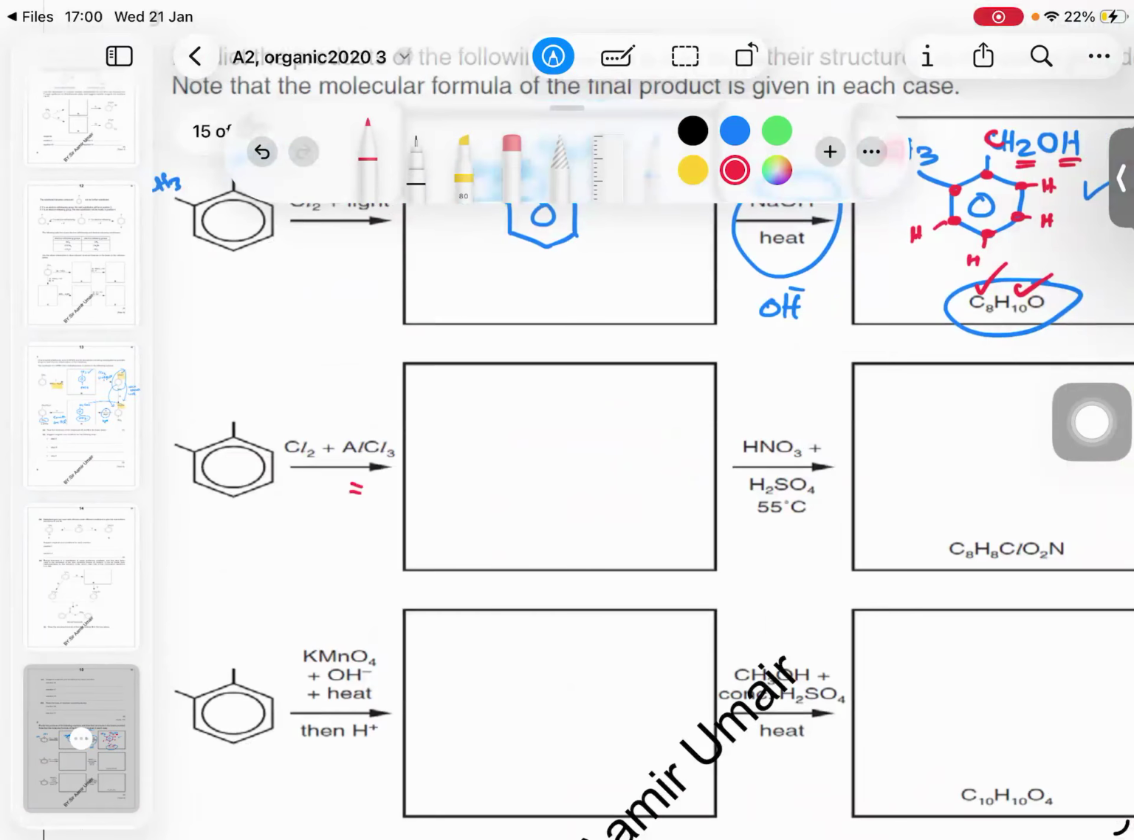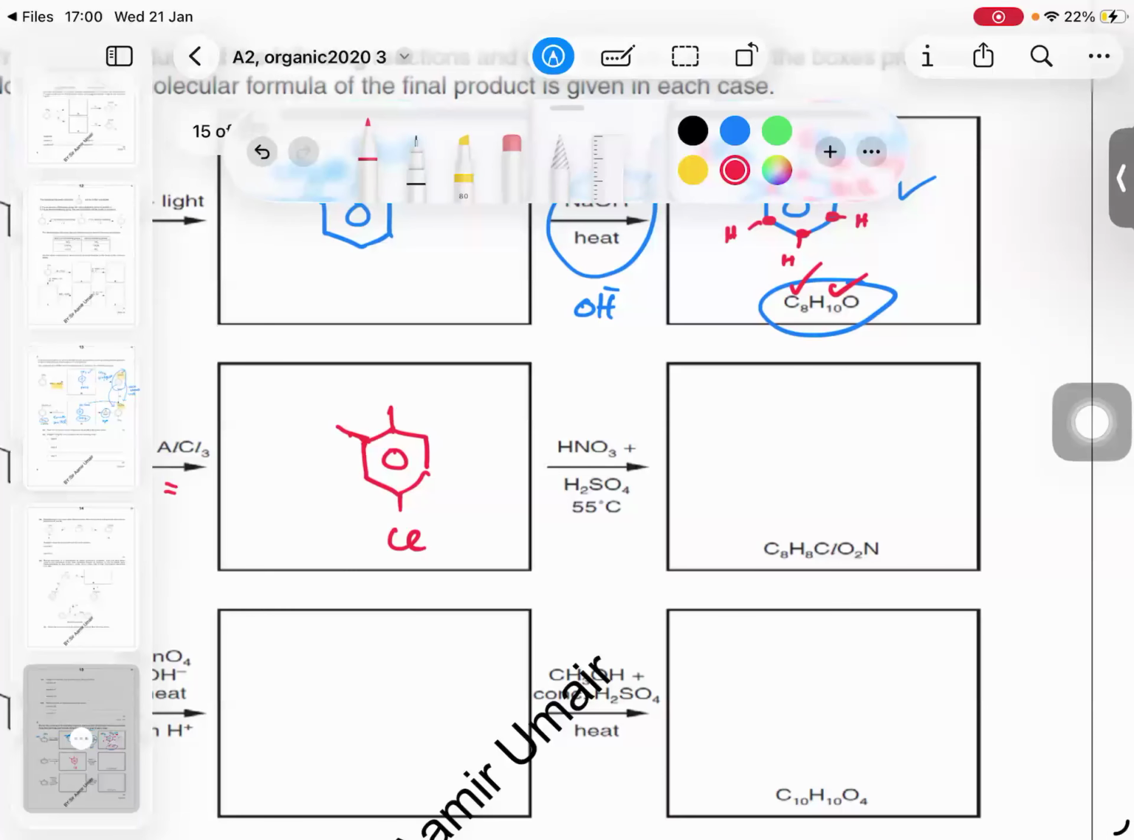Cl2 plus AlCl3, in darkness. So replace an H with the Cl. Yes, so let's say we replace it here. Okay, now what next? Concentrated nitric acid and sulfuric acid. So NO2 will be replacing one H, giving HCl and then another.